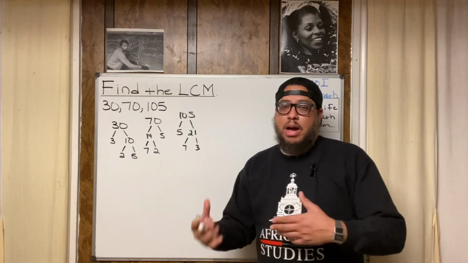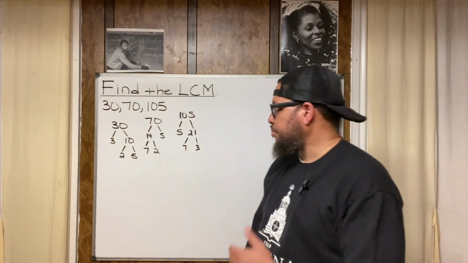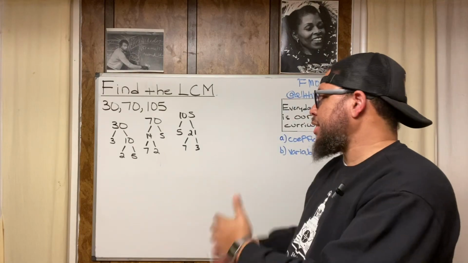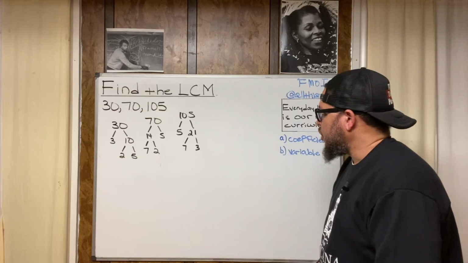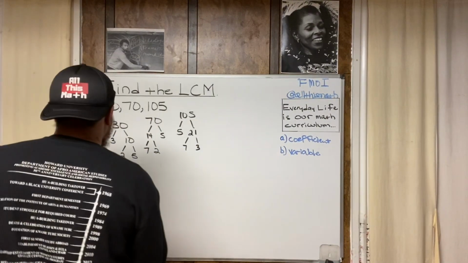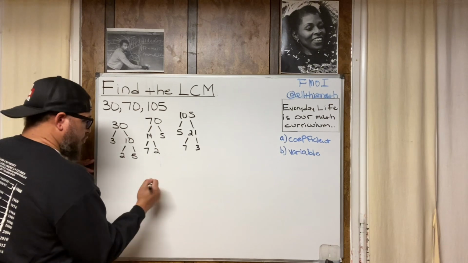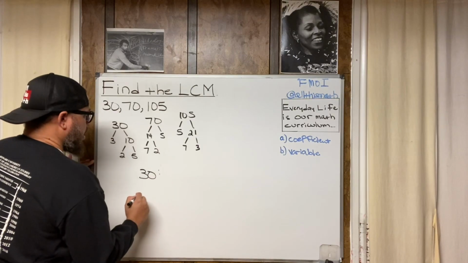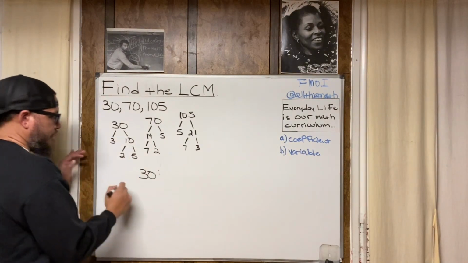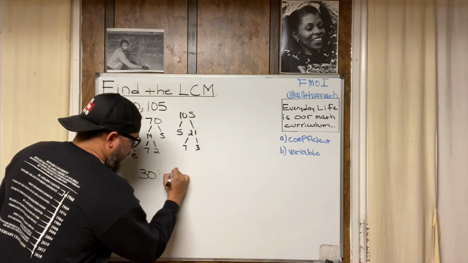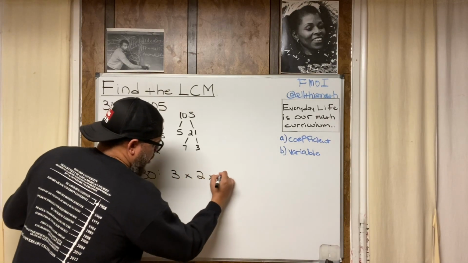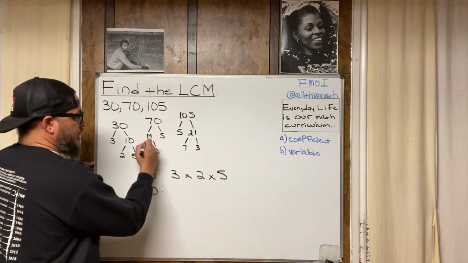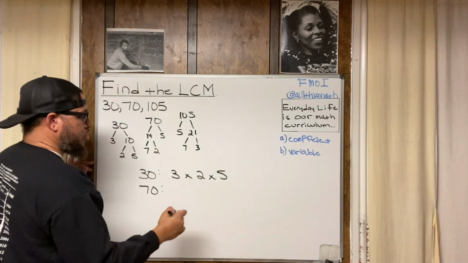So now, with the prime factorization method, there are a few ways to do this, right? What we can do is list each of these numbers in a table format. So I'm going to write 30, and then I'm going to write the prime factorization of 30: 3 times 2 times 5. And then I'm going to write 70, and then the prime factorization of 70, which is 7 times 2 times 5.